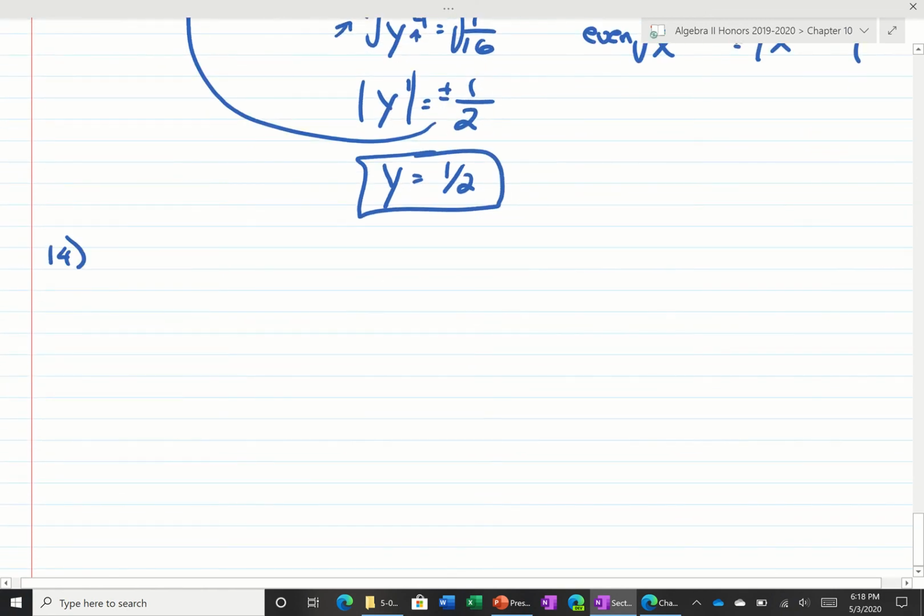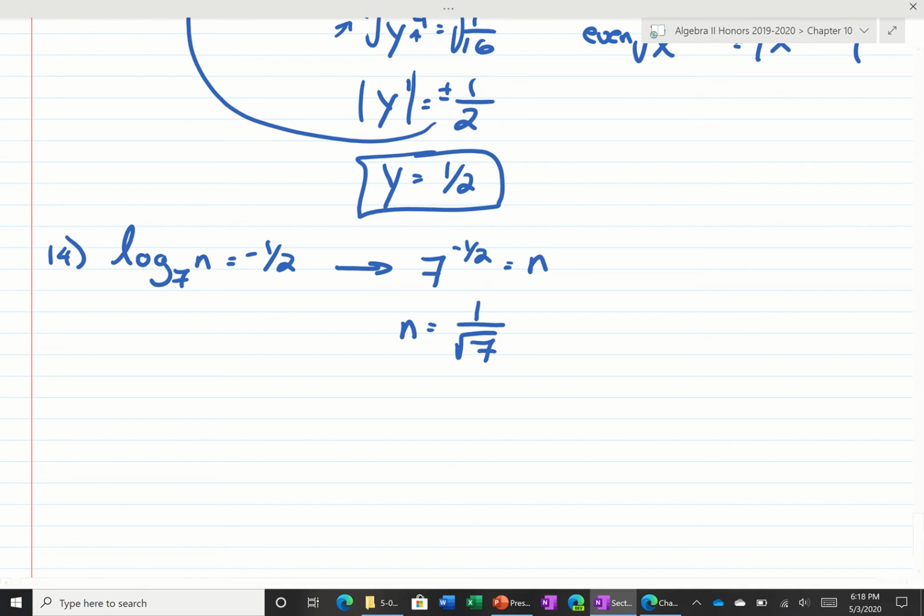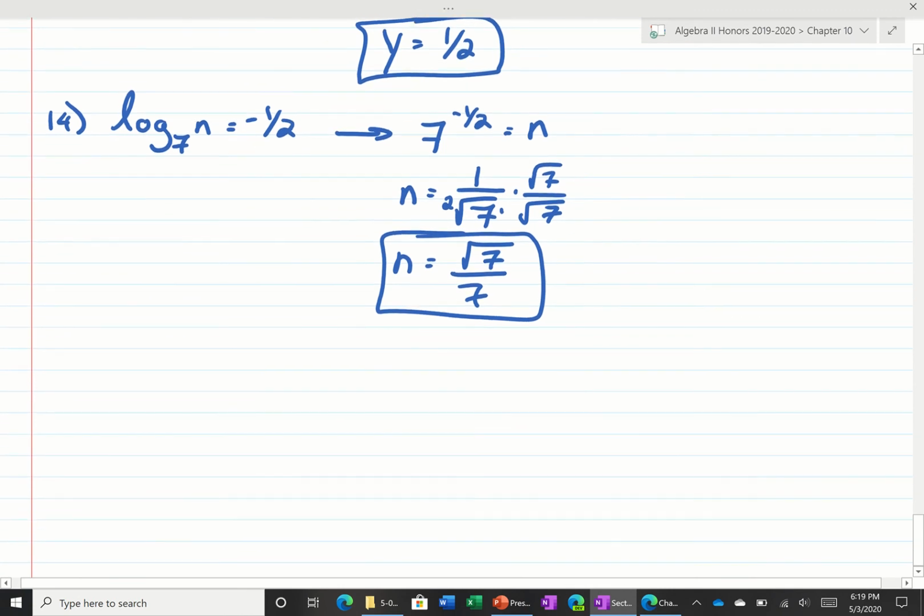Number 14 says log base 7 of n is equal to -1/2. Translation property, 7 to the -1/2 power is equal to n. So n would equal 1 over the square root of 7. It's going to be 1 over 7 to the 1/2, and you guys know 1/2 is the second root of 7 to the 1st. If you multiply by the square root of 7 over square root of 7, you'd get that n is equal to root 7 over 7. It's rationalizing. You don't want the radical in the denominator.